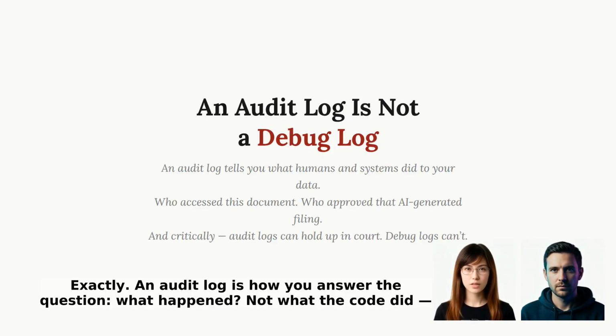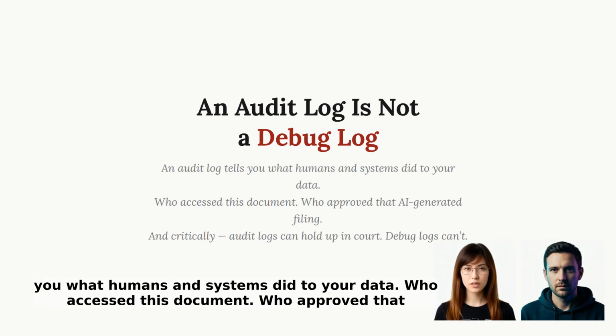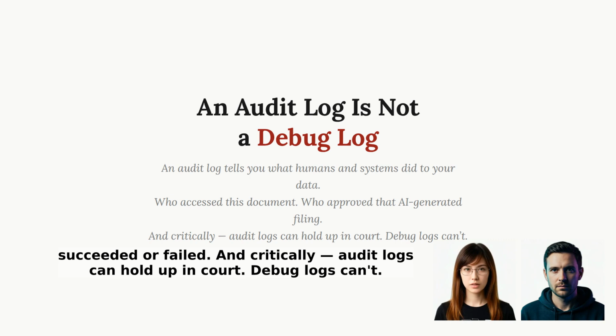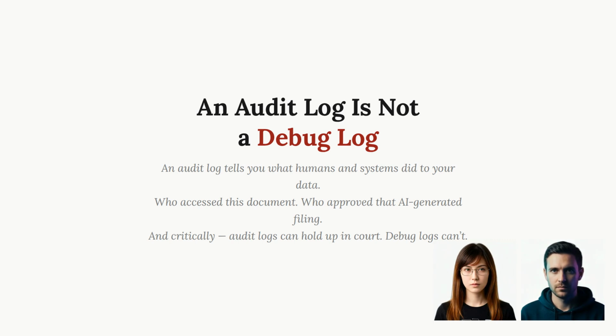Exactly. An audit log is how you answer the question, what happened? Not what the code did. That's a debug log. Not what the server handled. That's an application log. An audit log tells you what humans and systems did to your data. Who accessed this document? Who approved that AI-generated filing? Who changed a user's permissions? When? From where? And whether it succeeded or failed. And critically, audit logs can hold up in court. Debug logs can't. So the first thing is separating these from your regular application logs.